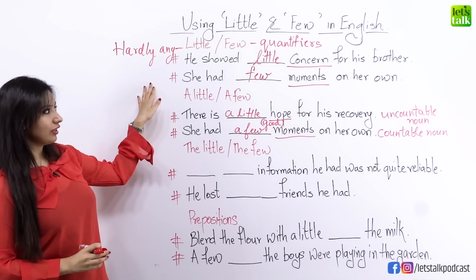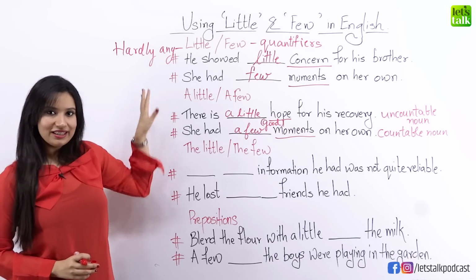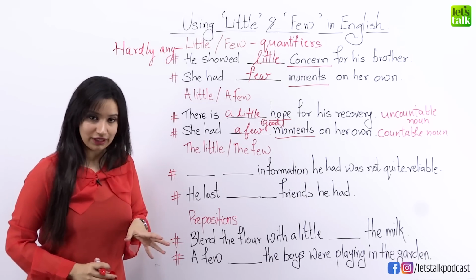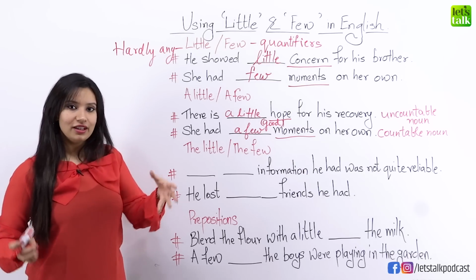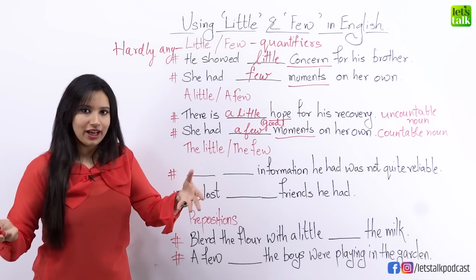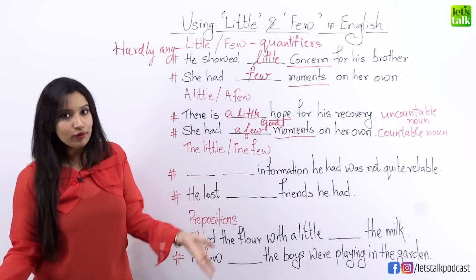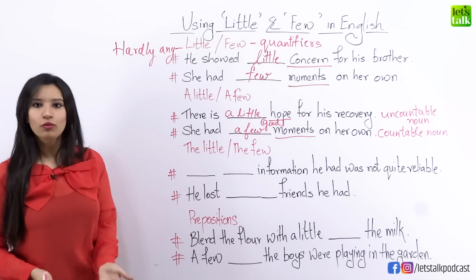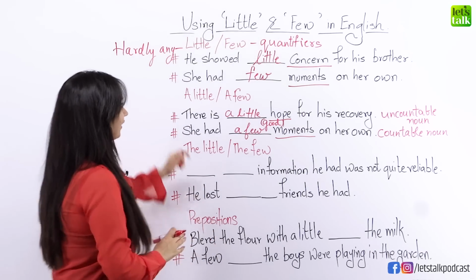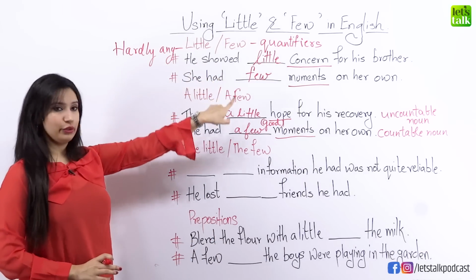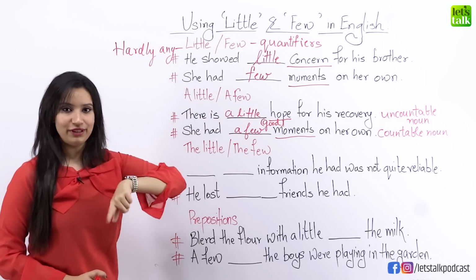But when we say she had few moments on her own, this has a very negative meaning, okay? Which means that she wanted more time, but she actually couldn't get it. So all that she had was a few moments on her own. And therefore, when we use little or few, it shows a negative meaning.